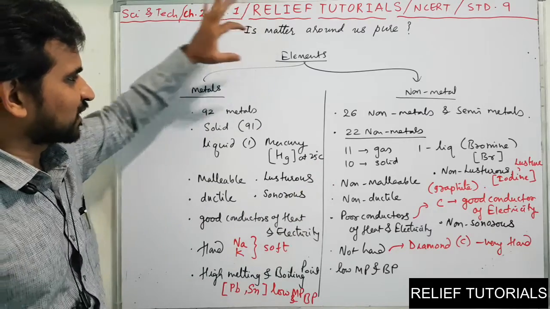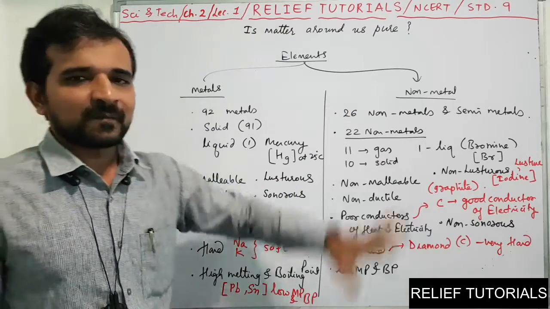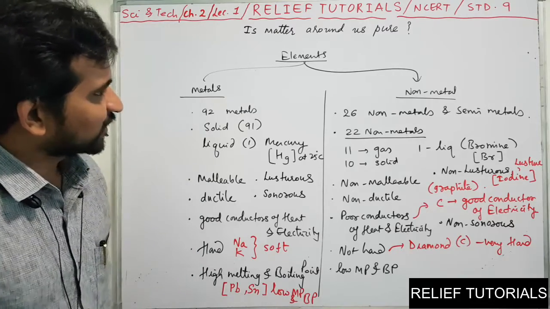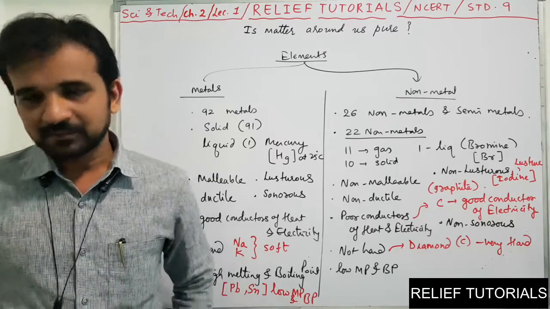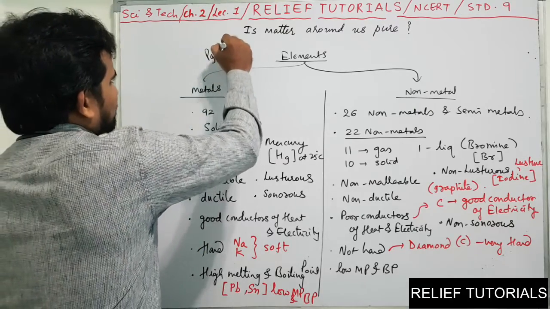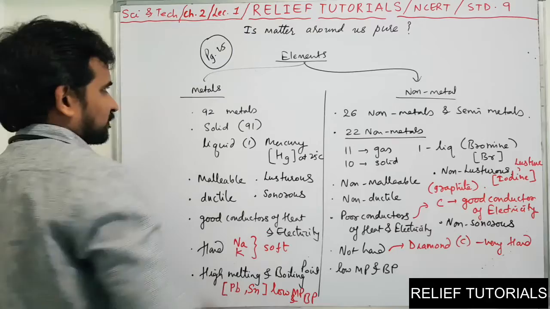So elements can be classified into metals and non-metals. In our chapter this topic is given at the end of the chapter on page number 25. So you can refer to this topic on textbook page number 25.